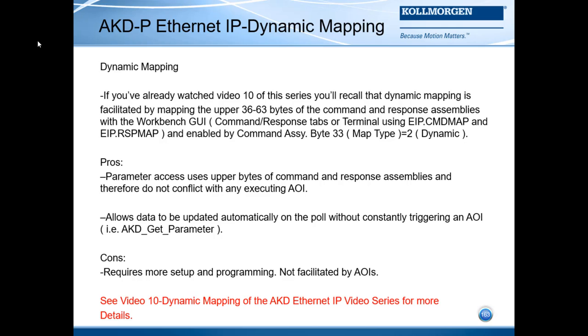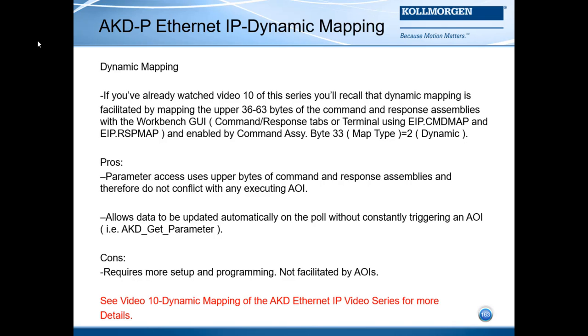The third method for parameter access is dynamic mapping. If you've already watched video 10 of this series, you'll recall that dynamic mapping is facilitated by mapping the upper 36 to 63 bytes of the command and response assemblies with the Workbench GUI using the command and response tabs, or using the terminal using the EIP.cmd map and the EIP.RSP map commands, and enabled by the command assembly byte 33, where you set the map type to 2 for dynamic.